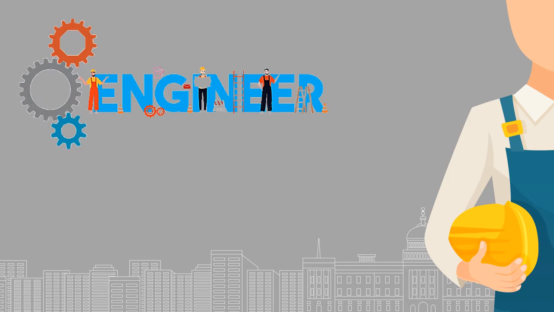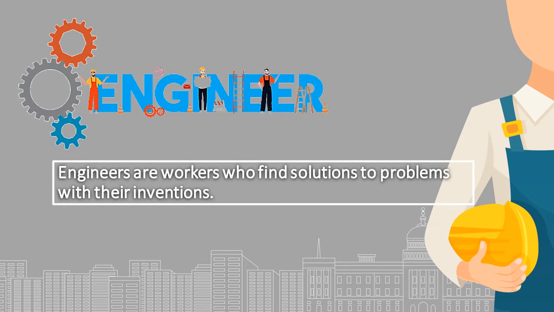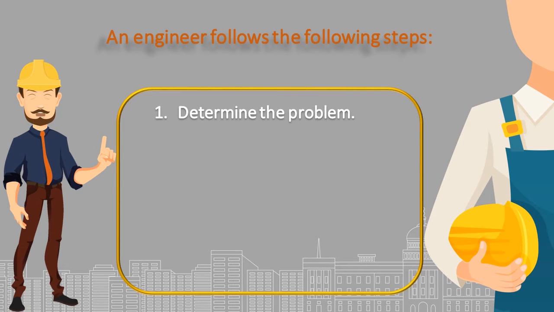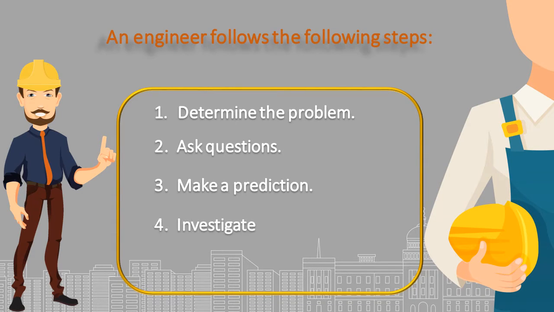Who are engineers? Well, engineers are workers who find solutions to problems with their inventions. An engineer follows the following steps. Step 1. Determine the problem. Step 2. Ask questions. Step 3. Make a prediction. Step 4. Investigate. And finally, Step 5. Come up with a solution for the problem.